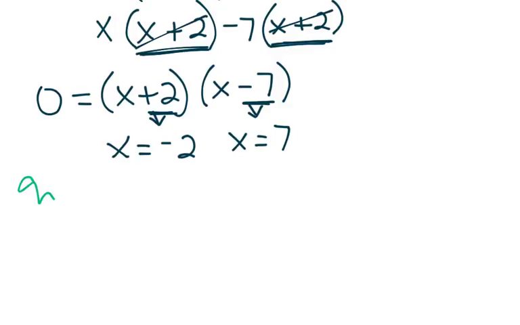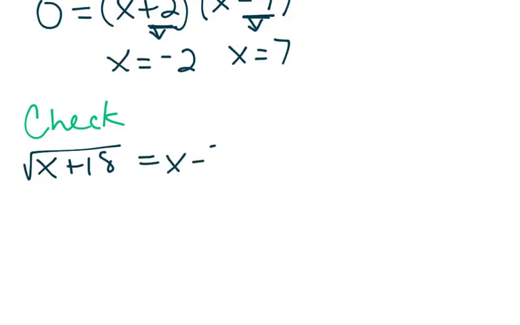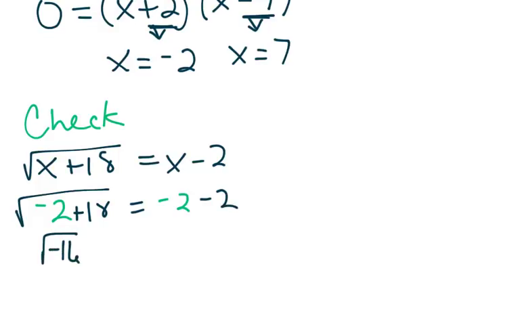So I am going to check. My original equation was the square root of x plus 18 equals x minus 2. So I am going to plug a negative 2 in where there's an x. And I get square root of 16. Sorry about that.